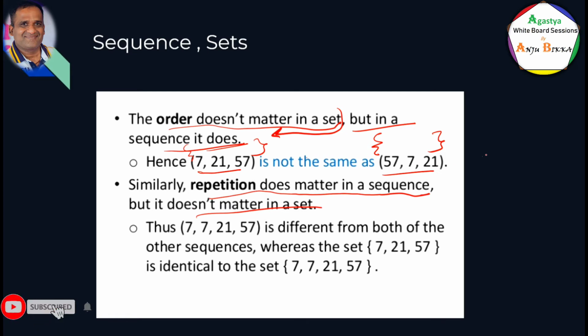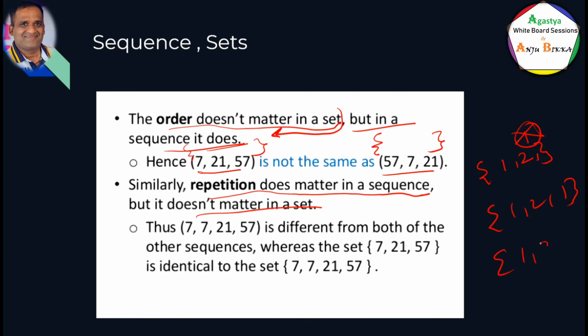So when we say repetition, for example, if we see {1, 2}, this is repetition is not allowed. If we write {1, 2, 1} or {1, 2}, both represent the same set. There is no need to write the duplicates. So in a set, repetition does not matter, but in sequences it matters.